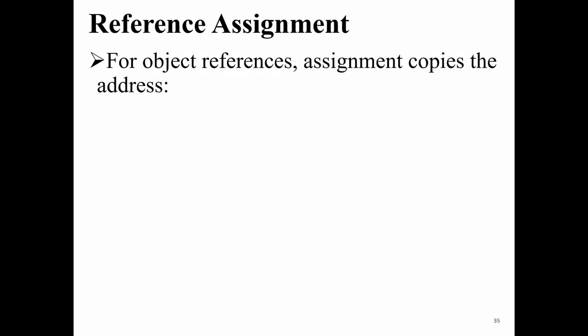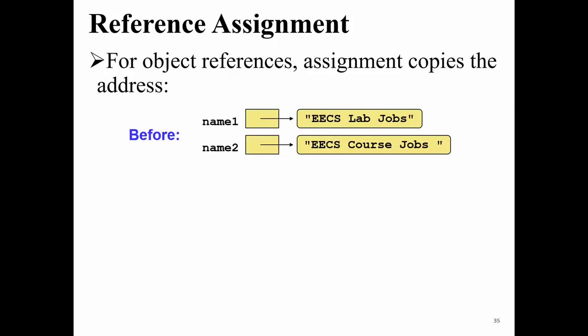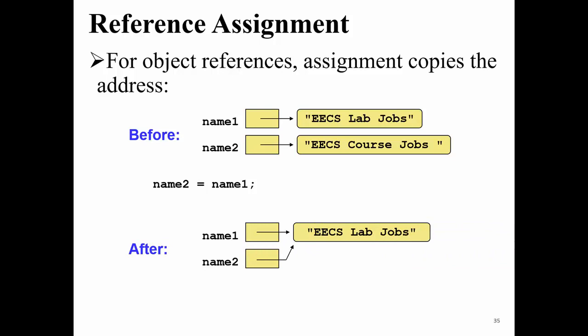Now, it's very good to see the assignment, how it behaves with the primitive data type and how it behaves with the reference data type. So here, before we create name1 and name2, each one of them stores a reference to where the string is located. Now, if I say name2 is equal to name1, what do you expect? Exactly. So that is what happened.